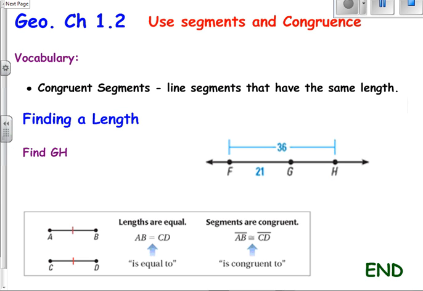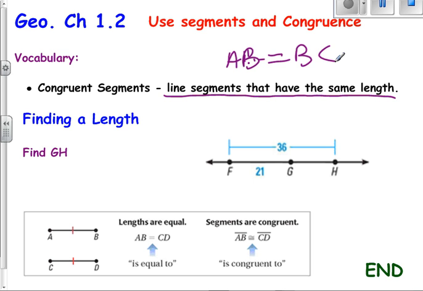All right, here's our last slide. Let's look at congruent segments. It's line segments that have the same length. So AB could be equal to BC. All right. So here's an actual example, finding a length.